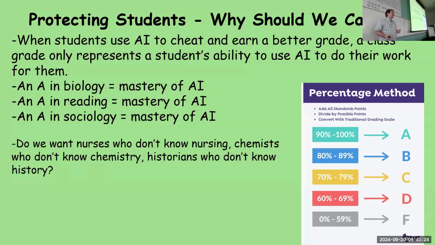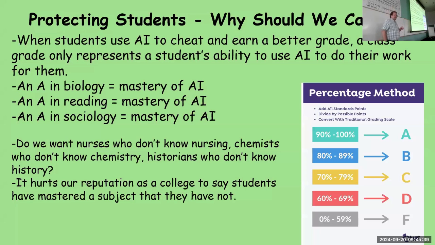Do we want nurses who don't know nursing, but they know how to type nursing questions into AI? Do we want chemists who don't know chemistry, but they can type chemistry questions into AI and then copy those responses onto their homework? We want historians who don't know history? It hurts our reputation as a college to say, this student has mastered this material. They've mastered environmental biology, they got an A, when they don't really know it. That hurts our reputation, it hurts our ability to say, these students have learned the skills that they are supposed to learn.